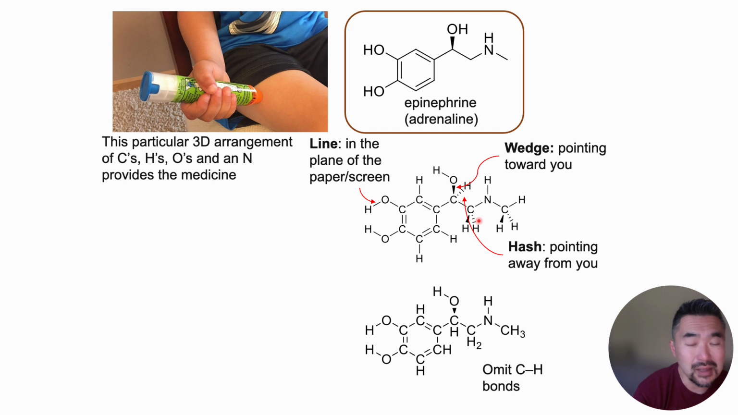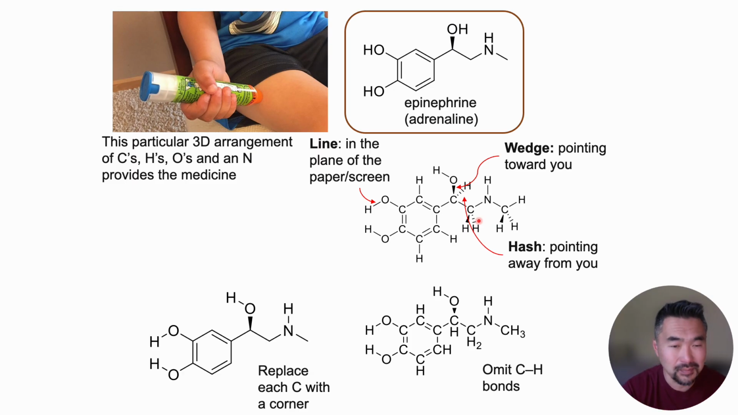If we omit drawing the CH bonds, just to condense it, maybe we could condense it like this, but this still looks fairly busy. So in our class, or in organic chemistry in general, really in science in general, we would draw the structure in a format that looks like this, in the line drawing format.